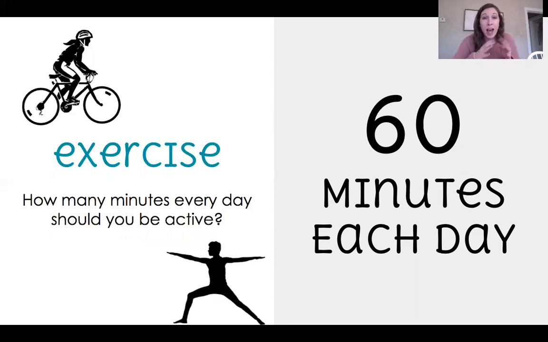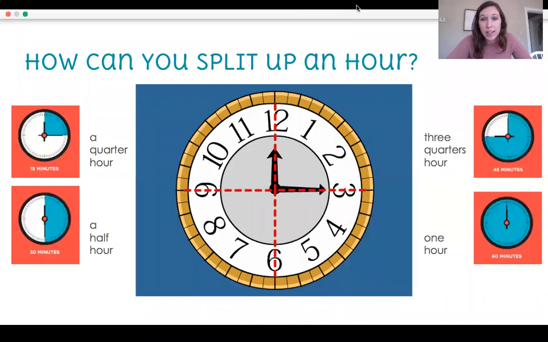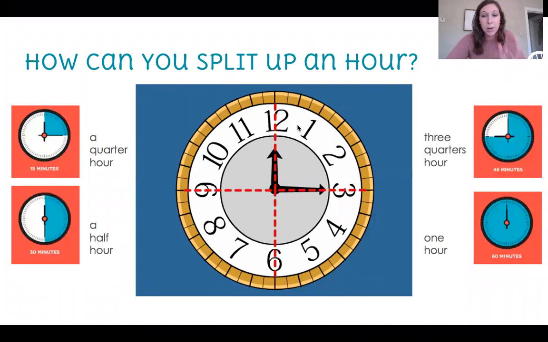But we can split that hour up so that we can do lots of activities in that hour. Let me show you. Here's a picture of a clock, and I have split the clock into 4 different parts or quarters. So let's say that I do one activity for 1/4 of this hour. We call this a quarter hour, and it's the same thing as saying 15 minutes.